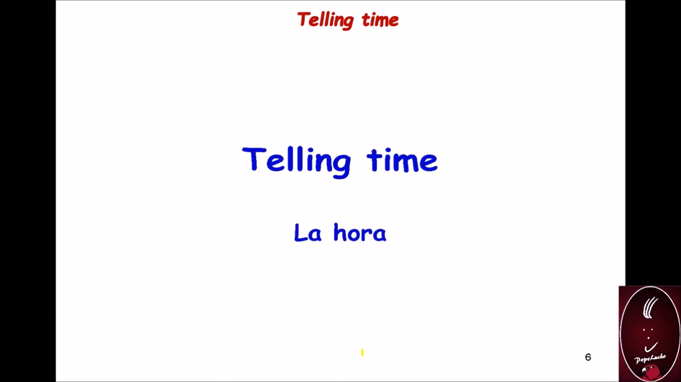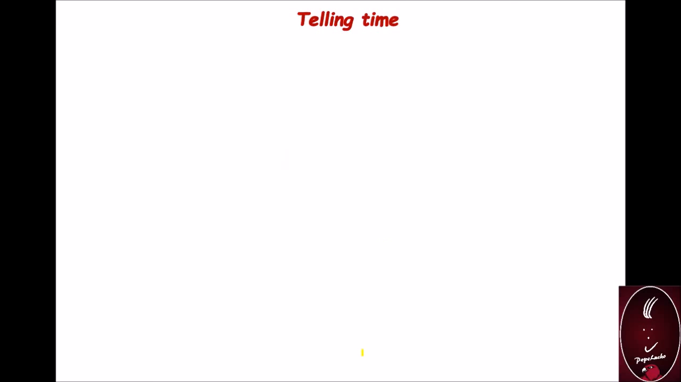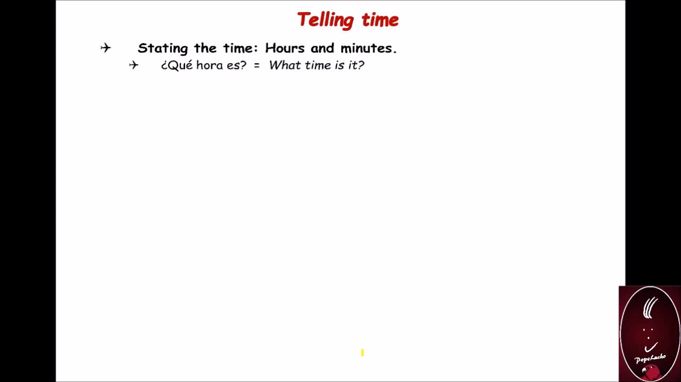This tutorial is about telling time. To state the time in Spanish, we use the verb ser. Ser means to be. The basic question to ask about the time in Spanish is ¿qué hora es? And don't be surprised if you hear this question: ¿Qué hora tiene usted? The literal translation for this question is what time do you have? But we don't use that one in English.